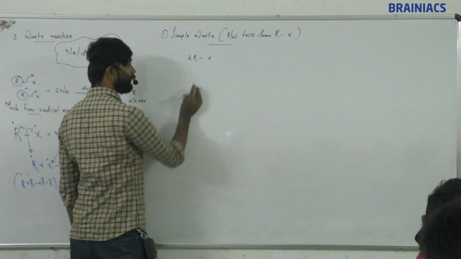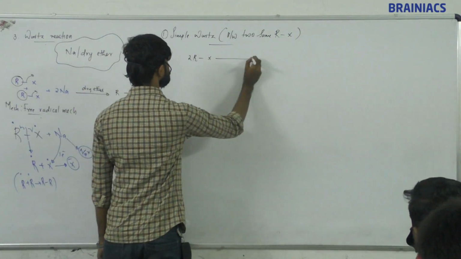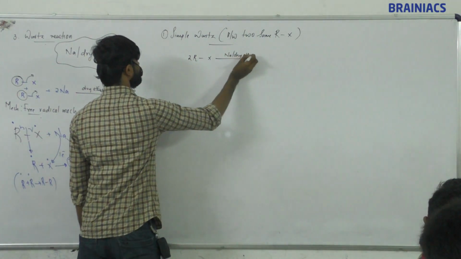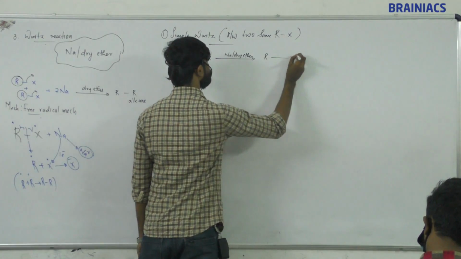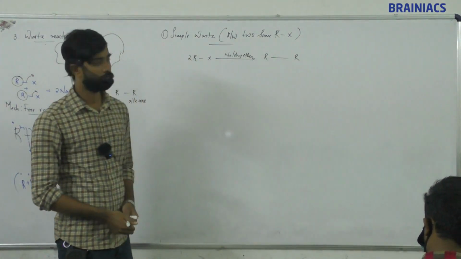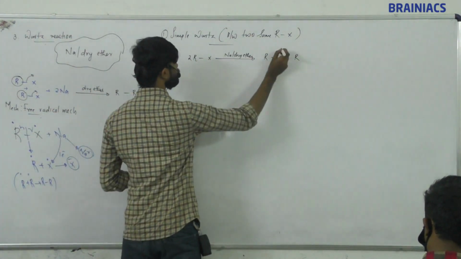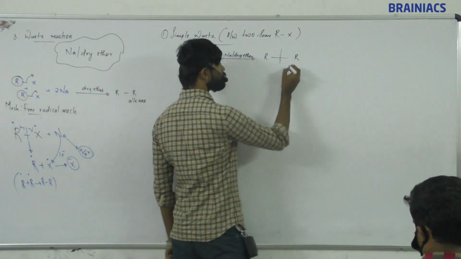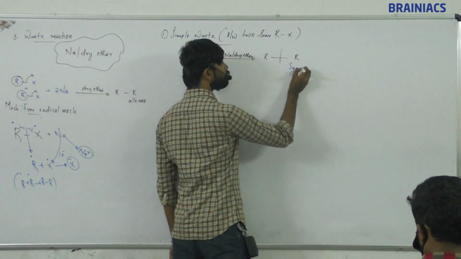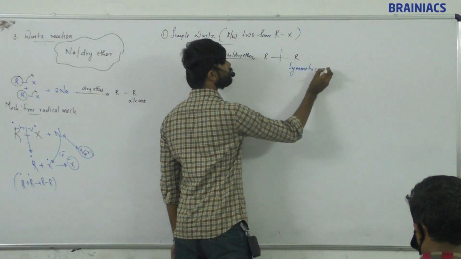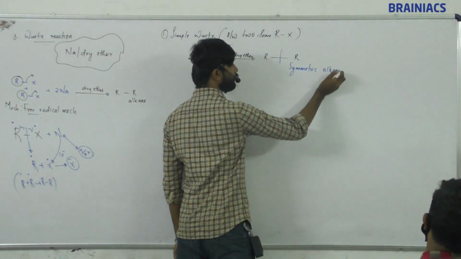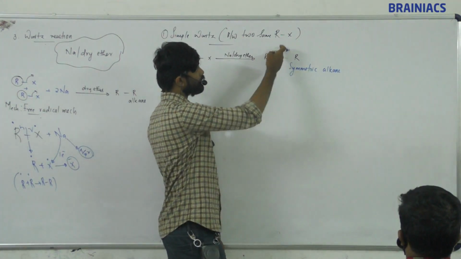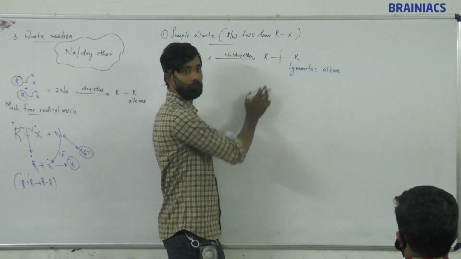Let's say I have two alkyl halides which react with sodium in dry ether, and you know that it becomes R-R. And this is said to be the simple Wurtz reaction. What is the speciality of the reaction? You always obtain a symmetric alkane.